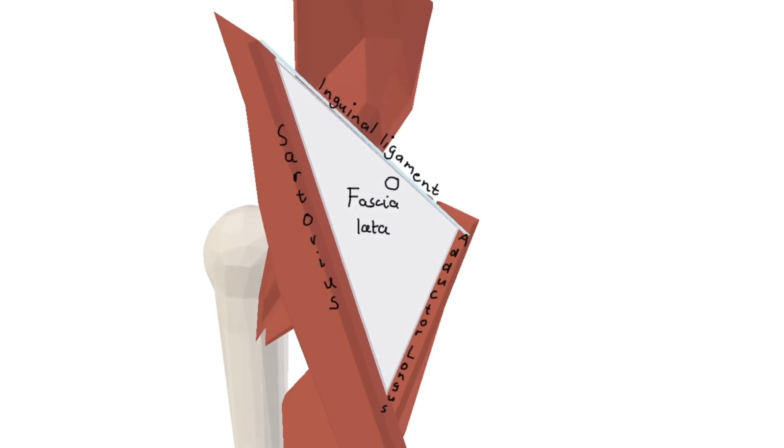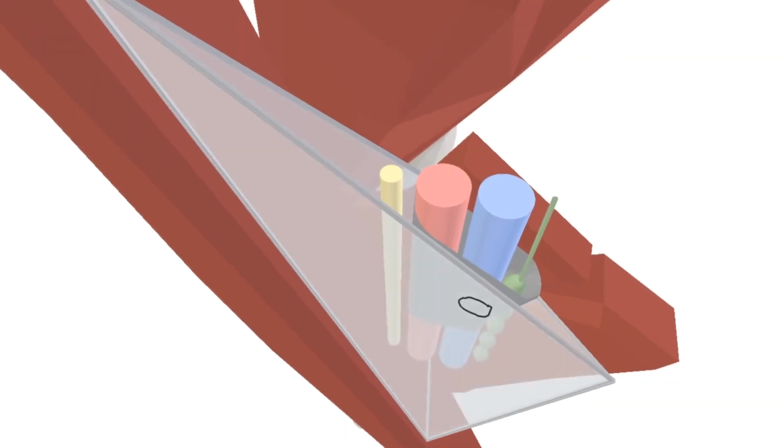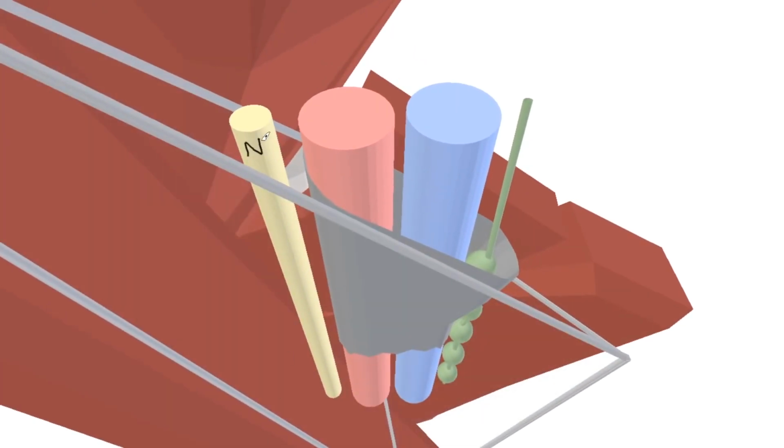And of course, the femoral triangle is open up the top to allow in its contents. And we'll take out the inguinal ligament and bring them in here. So lateral, we have the femoral nerve. Next, we have a fascial compartment called the femoral sheath, which contains the femoral artery, femoral vein, and the femoral canal.